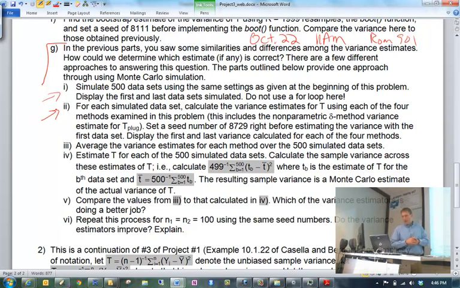Part 2. For each simulated data set, calculate the variance estimates for t using each of the 4 methods examined in this problem. So notice t here is being used. So I'm using s1 squared divided by s2 squared. I'm using the 2 unbiased estimates of the variance. So calculate the variance estimates for t. So we talked about Jackknife, we talked about the regression method, we talked about the Bootstrap method. But as you will see, even if you use the non-parametric delta method, which has a different version of t, you're going to see early in the project you're going to get about the same results. So I want you to use the non-parametric delta method estimate as well.